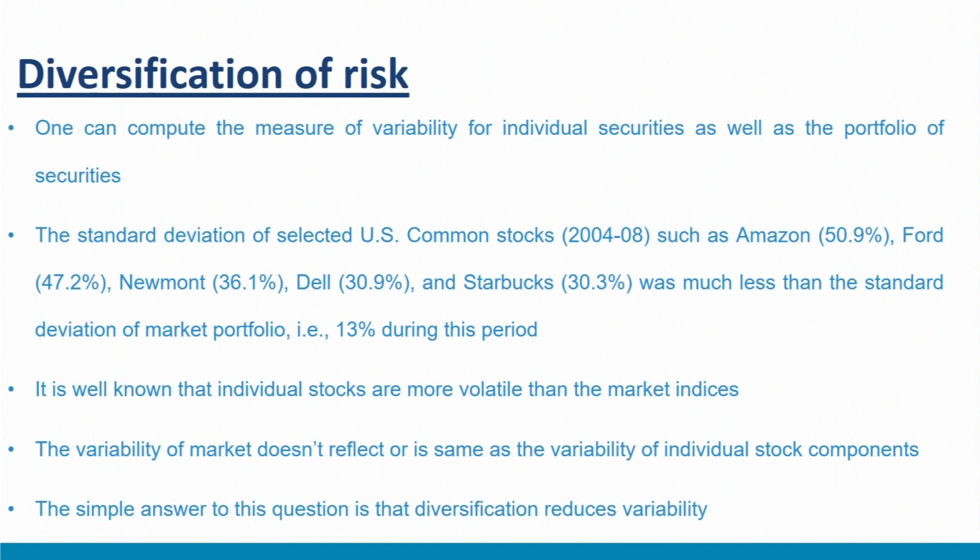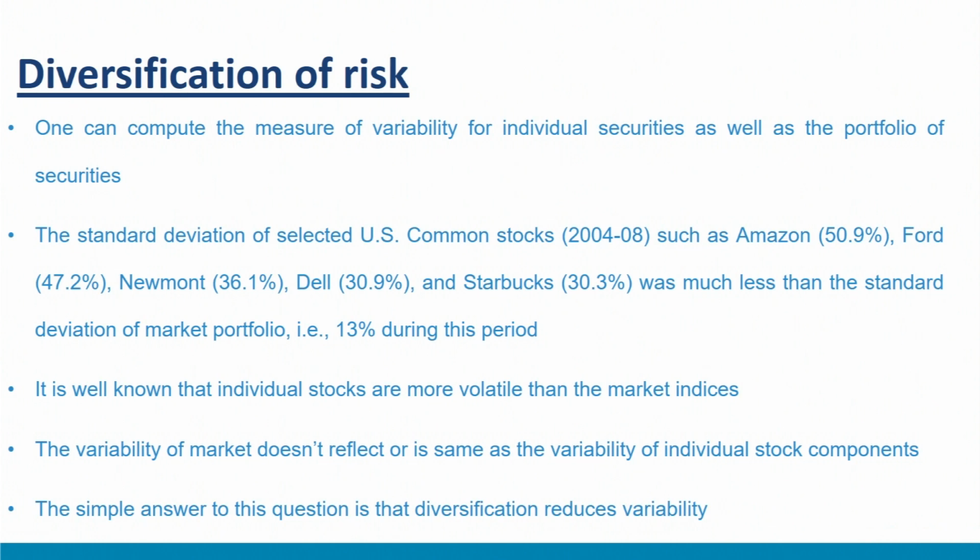One can compute the measure of variability for individual securities as well as for a portfolio of securities. The standard deviation of selected US common stocks for the period 2004 to 2008, such as Amazon at 50.9%, Ford at 47.2%, Newmont at 36.1%, Dell at 30.9%, and Starbucks at 30.3%, was much more than the standard deviation of the market portfolio, that is 13% during this period. The market portfolio is a collection of many stocks in the form of indices such as the S&P 500 or Nifty 50. It is well known that individual stocks are more volatile than market indices.